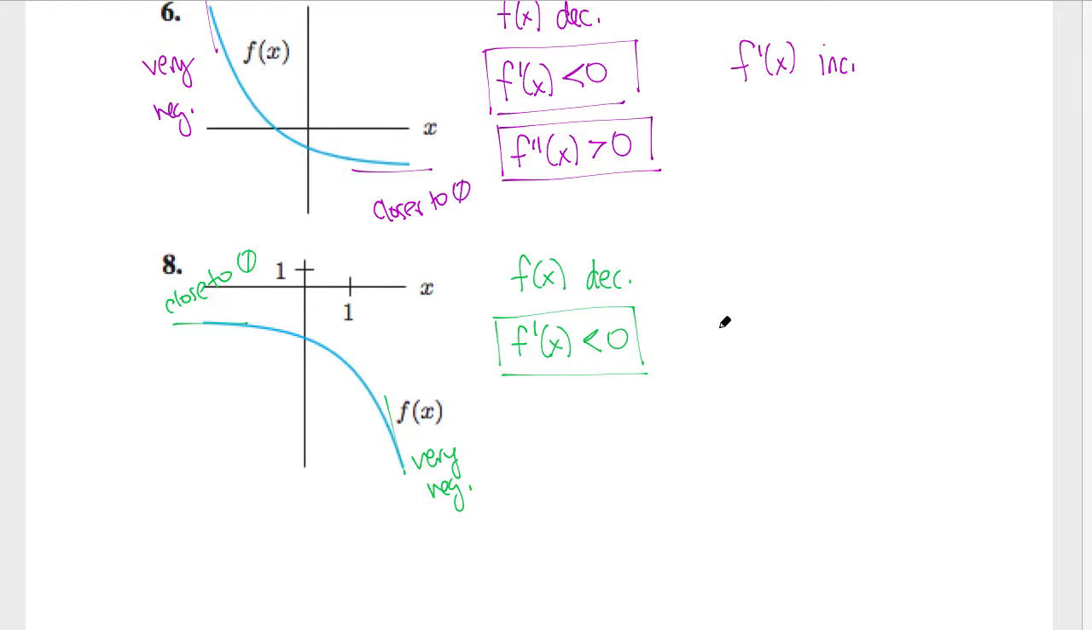So because my f prime of x is decreasing, that means that my second derivative has to be negative as well.